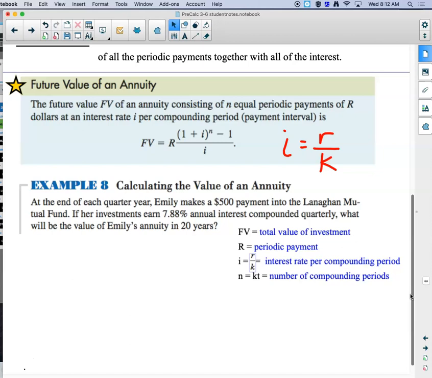At the end of each quarter year, so every quarter, Emily makes a $500 payment into the Lanigan Mutual Fund. If her investments earn 7.88% annual interest compounded quarterly, what will be the value of Emily's annuity in 20 years? So here she's doing some planning. Emily is thinking ahead, and she wants to know, in the future, which would be the future value, what she's going to have. So her payments are $500.